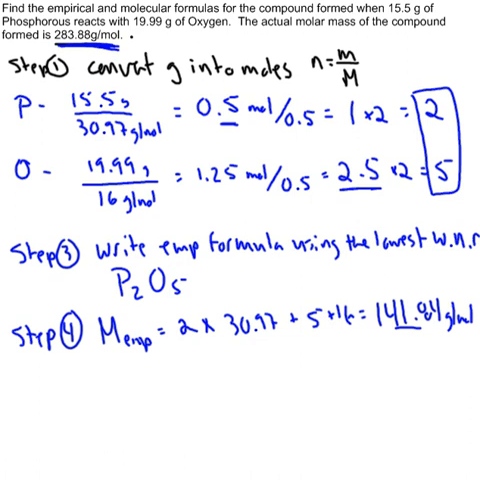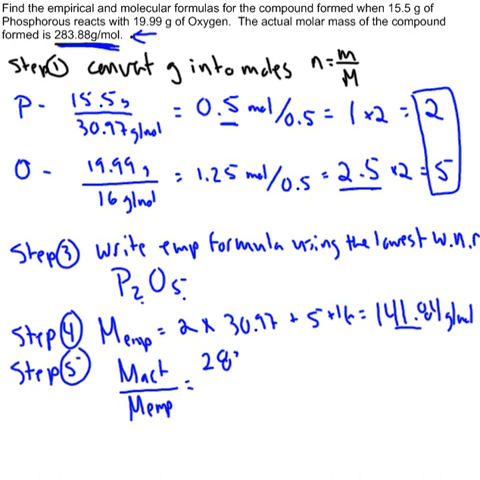So how do we figure out what it really is? Well, it's going to be some multiple of these numbers. If it's 2 times, it'll be 4 and 10, or if it's 3 times, it's 6 and 15, and so on. To figure out what number we have to multiply these 2 subscripts by to get the true formula, divide the actual molar mass, which is the one that's given, by the empirical one we just found. We get 283.88 all divided by 141.84, and that works out to pretty much 2.